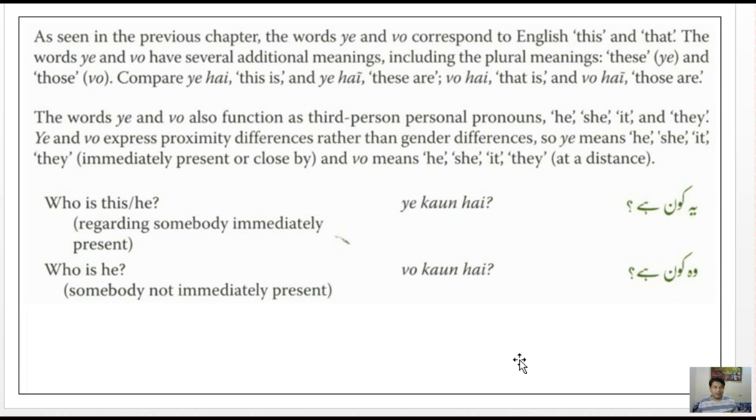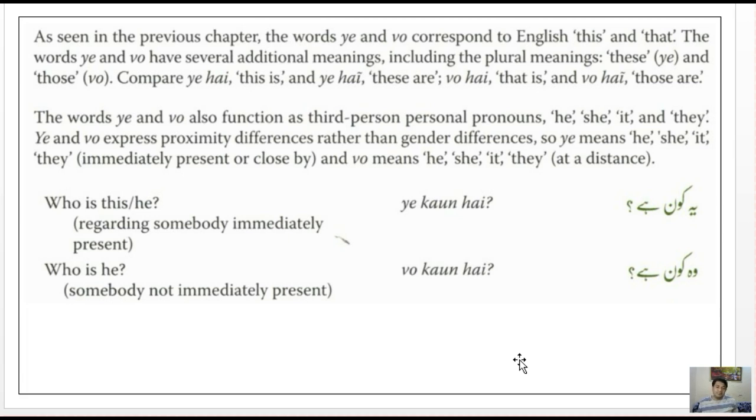Compare ye hai, which means this is, and ye hain. So hain is nasalized as compared to hai. This hain represents plurality. These are ये हैं, वो है, that is, and वो हैं means those are.